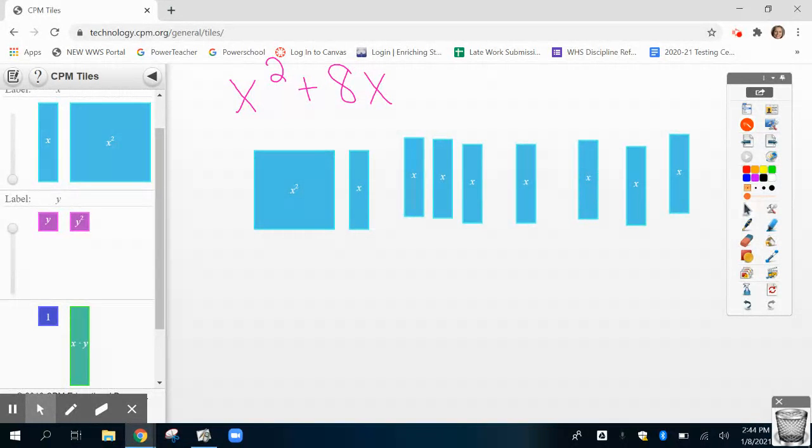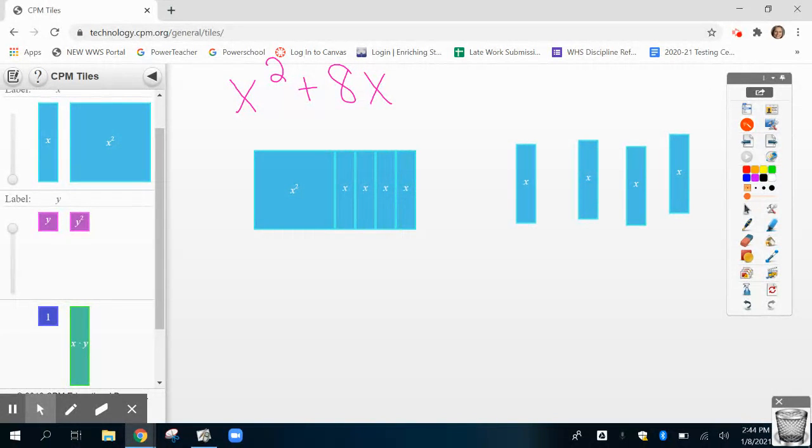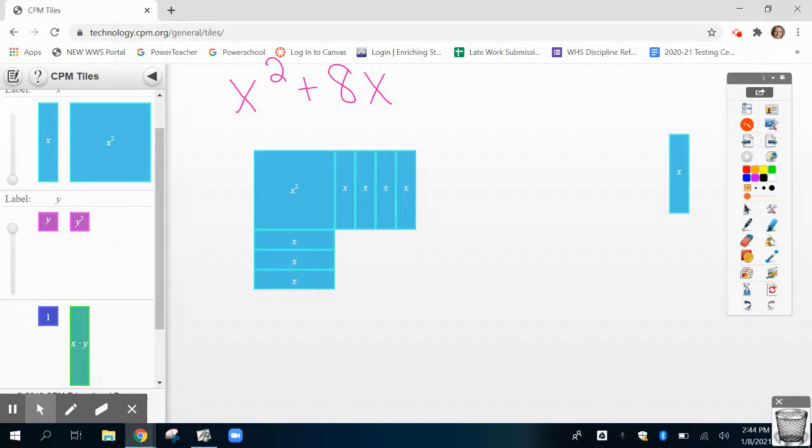So if I have 8 different x's, would it make sense if I want to start turning them into a square if I put 1, 2, 3, 4 of them on one side, and then 1, 2, 3, 4 of them on the other side? Now, I still don't have a square. This isn't enough to make a square. We are going to have to add some more blocks to this to actually make this a square.